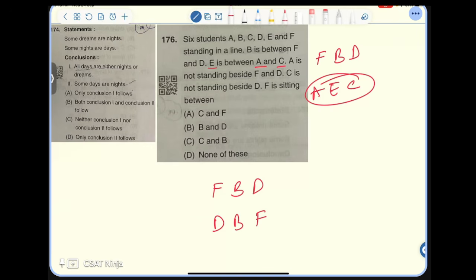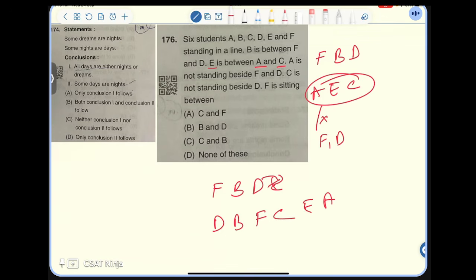A is not standing beside F and D. That means A is not next to F and D. C is not standing beside D. That means C will be here. C is not next to D. That means I cannot put C here, but I can put C next to F. So C, E, A. You can write it like that.